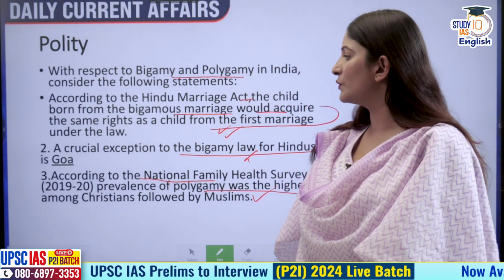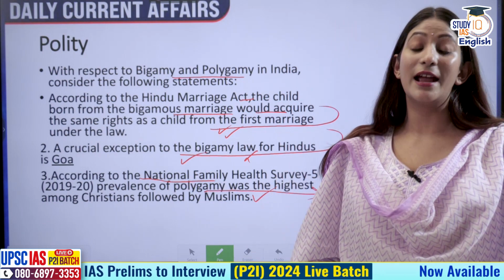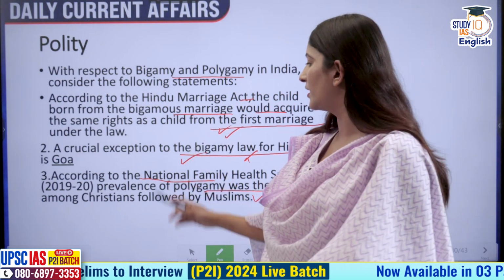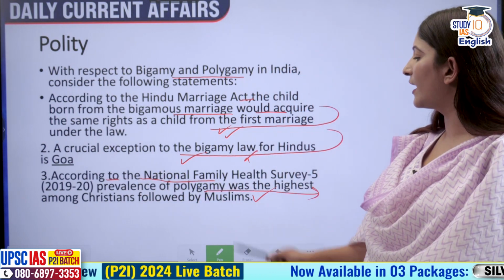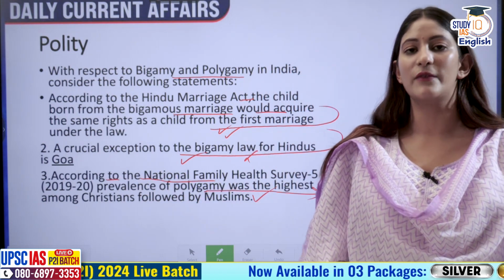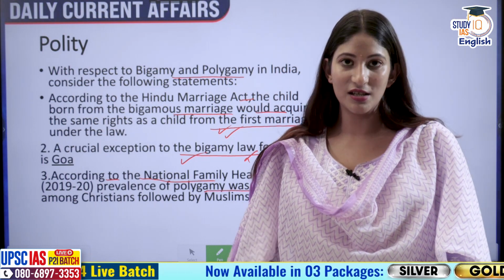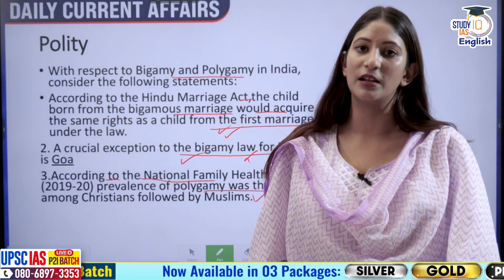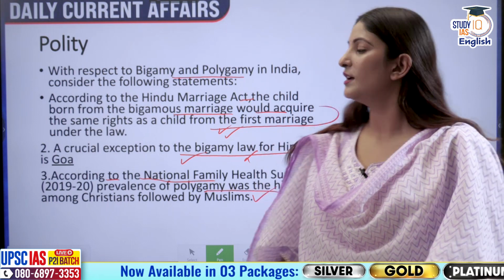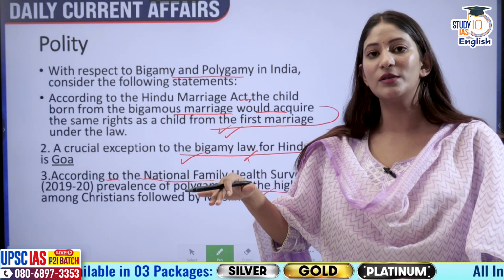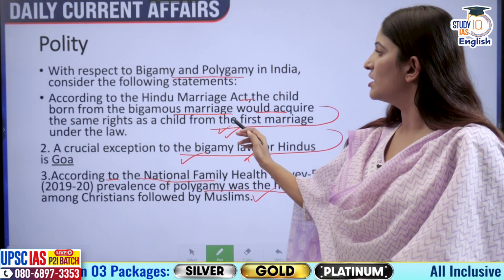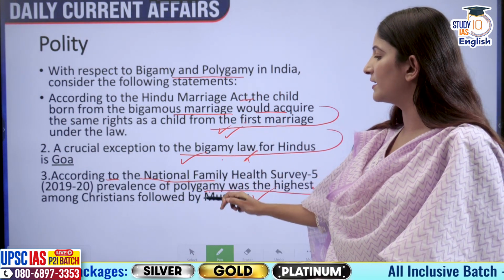So this is a crucial exception to the Hindu Marriage Act or Hindu marriage law. Then, according to the National Family Health Survey, it has been found that amongst Christians, bigamy and polygamy are the most prevalent, that is 2.1%. Then we have Muslims, then Hindus, and thereafter other religions. So first is correct, second is correct, third is also correct.